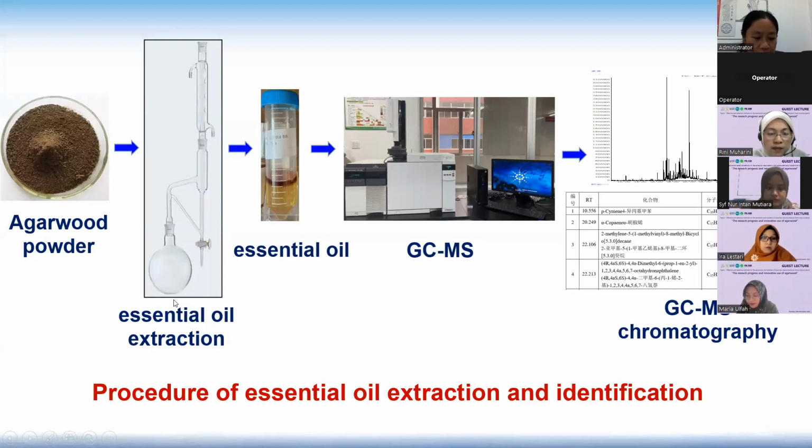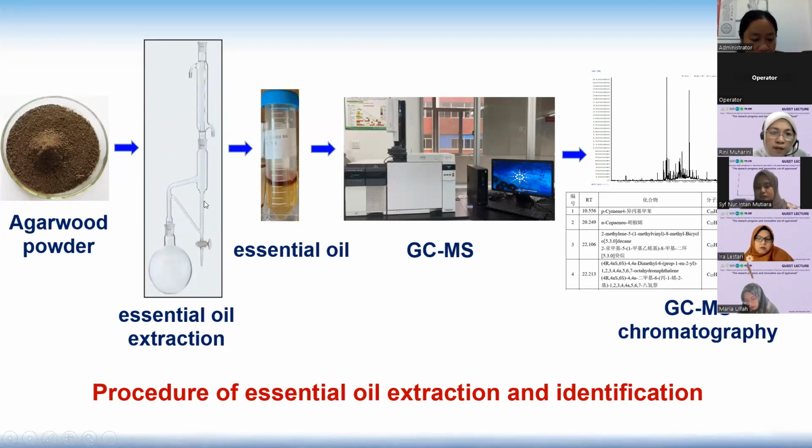When the heater starts to heat, the water will boil in the round flask. Then the steam will go up with the essential oil, from here to here. When it arrives at the condenser, the running water will cool down the steam, which will become water and go back to the collector. So the water cools down and comes back to the collector.